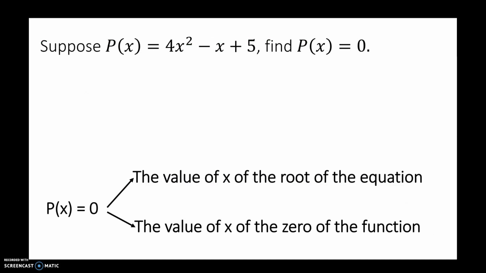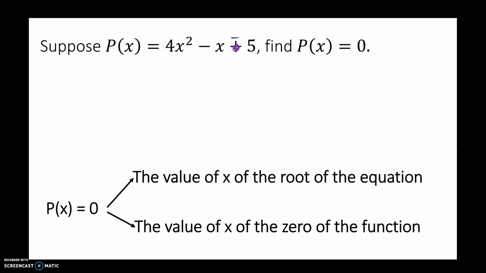Okay, suppose p of x is equal to this function, and I'm going to switch it. Let's make this plus sign a minus sign, because it's going to make the example that much easier. Given this polynomial, 4x squared minus x minus 5, find x if p of x is equal to 0.